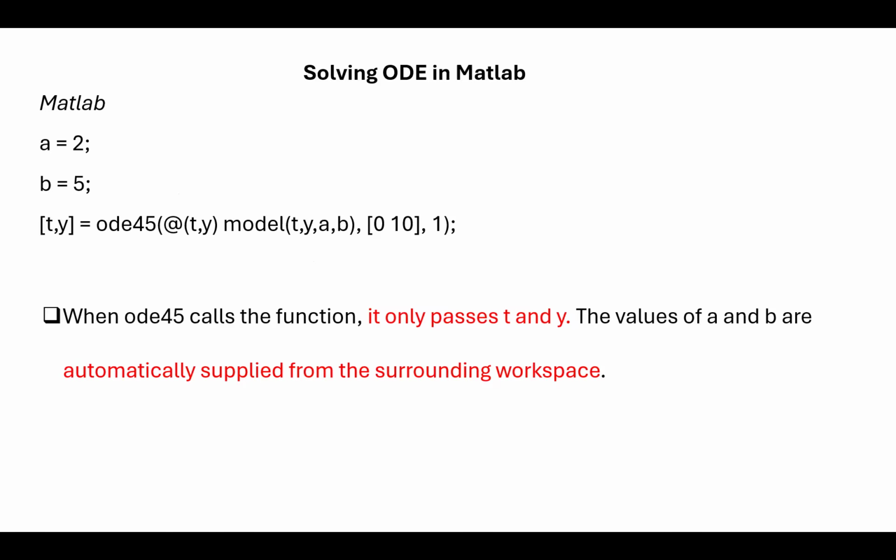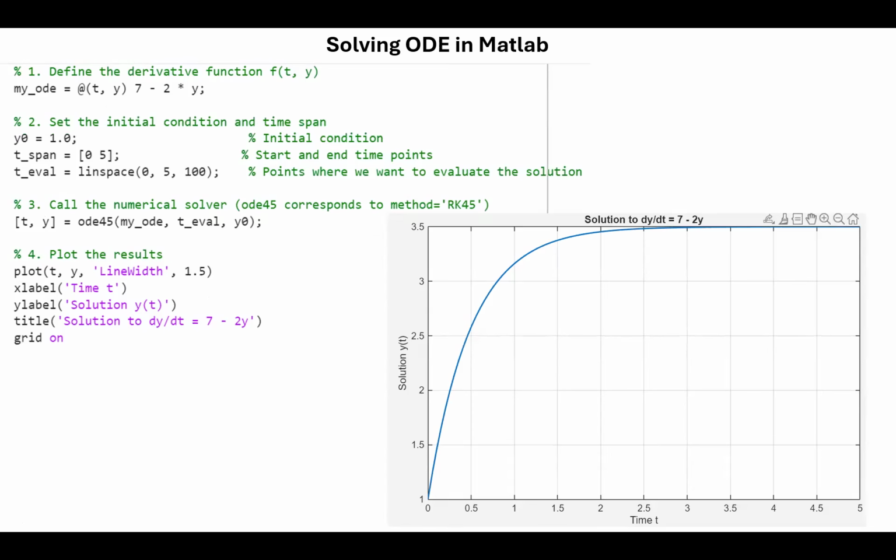Okay. Now let's say this is an example. So this is a differential equation: dy/dt equals 7 minus 2y. That's what you are trying to solve. So we've written the function. This is the anonymous function: myODE equals @(t, y) 7 minus 2y. And then this is the initial condition. This is the time span, so you want to run from 0 to 5. And t_eval is basically the specific time points at which you want to evaluate that function. So you're saying from 0 to 5, but you need 100 points between 0 and 5.